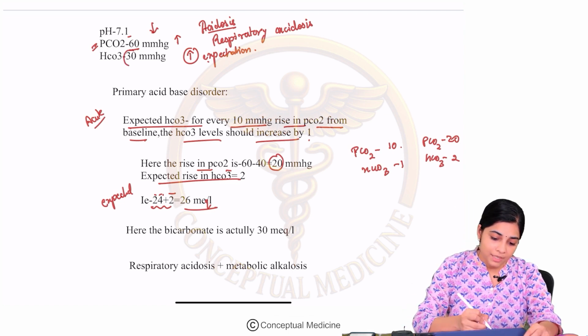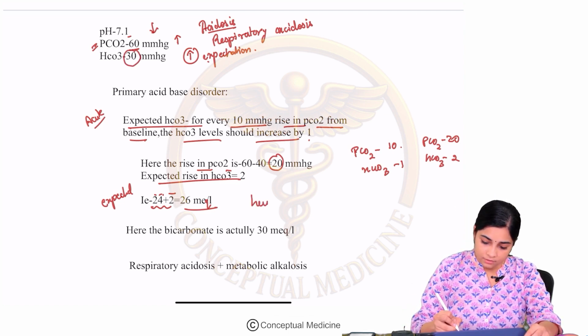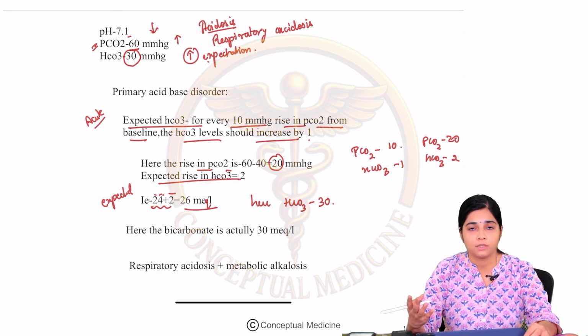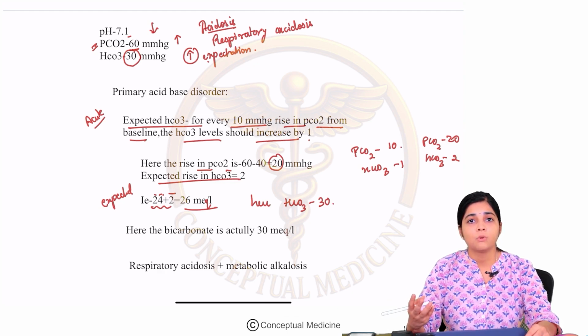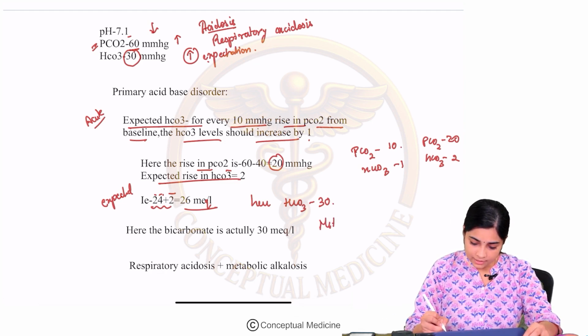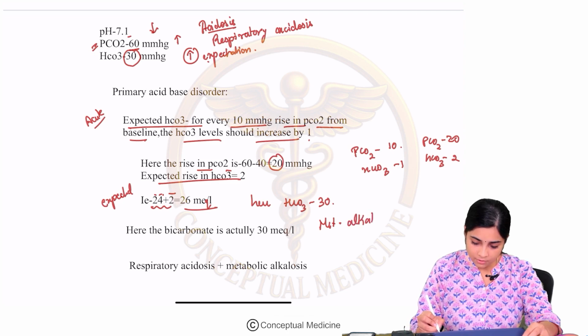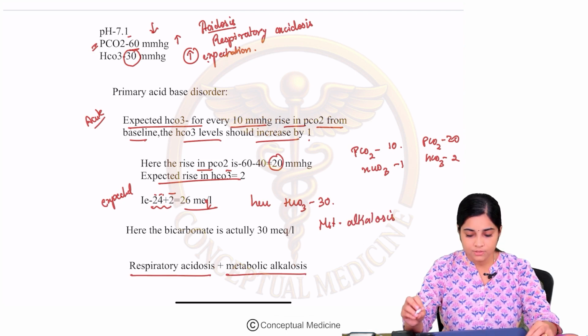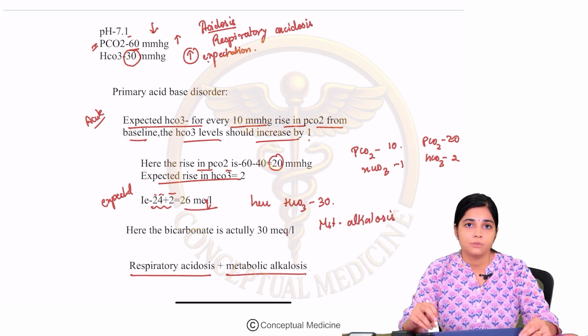Okay, but what is the bicarb here? It is 30. Here the bicarbonate levels are 30. That means it has raised beyond the expected compensation. So what does that mean? It has raised beyond means that there is a component of metabolic alkalosis. So this is your respiratory acidosis with metabolic alkalosis.